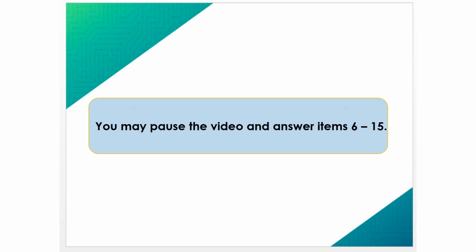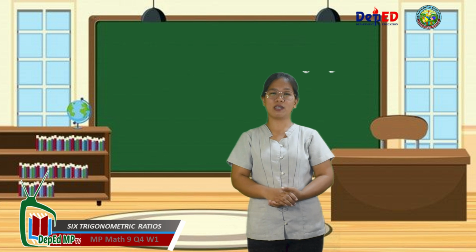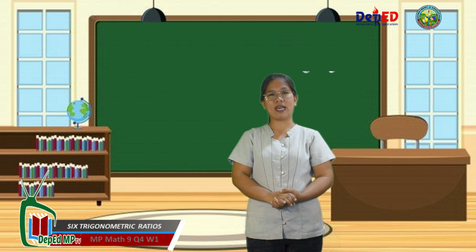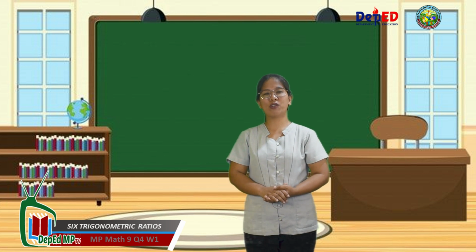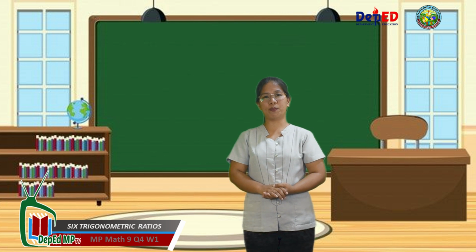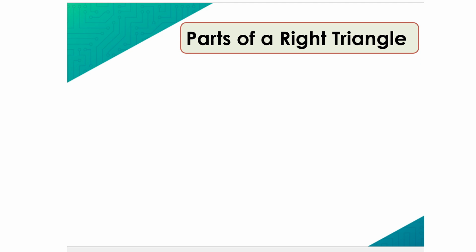This time, you may pause the video and answer items 6 to 15. How was your score? Did you get all the items correctly? If not, don't worry. Take note of the items that you did not get right and find the correct answers as we go through this lesson. In your previous modules, you have learned about the parts of a given right triangle. Let us have a review on the different parts of a right triangle.